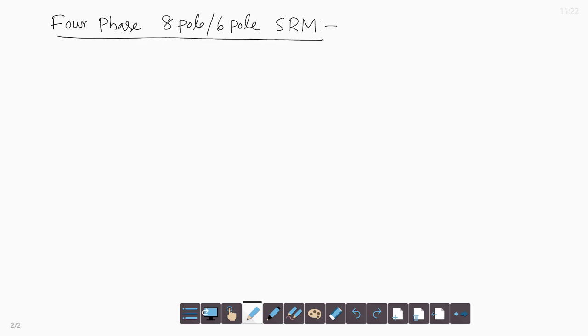Let us consider one particular construction of a 4 phase, 8 pole by 6 pole SRM, switch reluctance machine. So, what does it mean? It has 4 phases, and stator has 8 poles and rotor has 6 poles. So, because stator has 8 poles and 4 phases, that means 2 pole windings are excited by 1 phase. So, let us go to the construction.